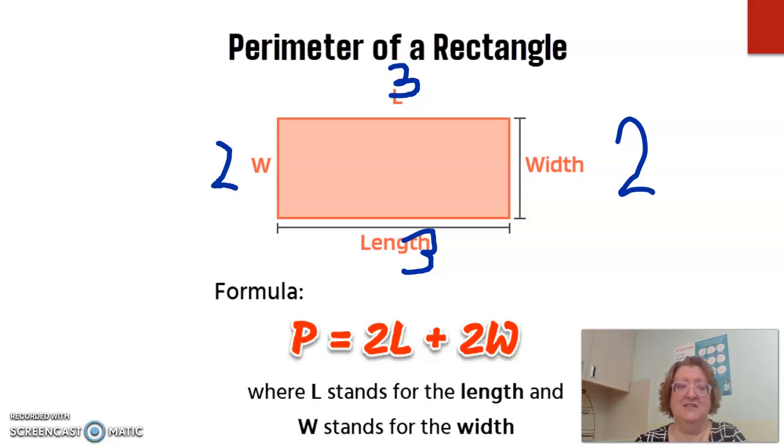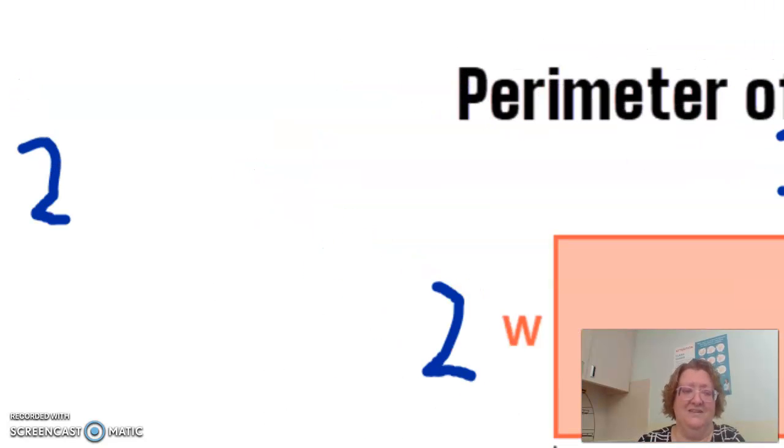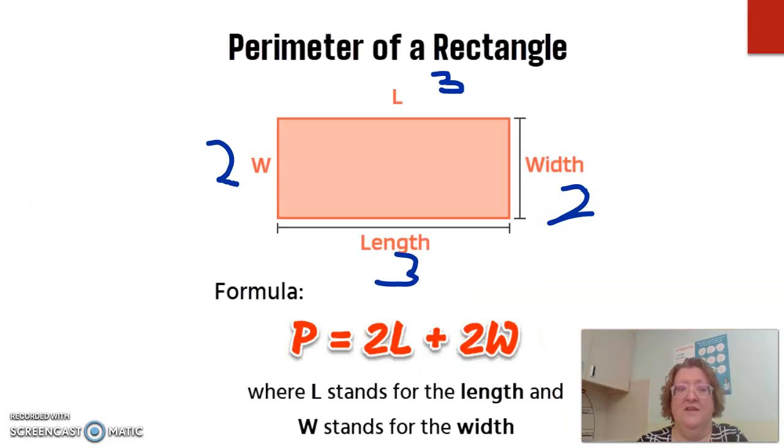To solve this problem, when a number and a letter are next to each other, it means that we're going to multiply. So we don't need to put in the multiplication symbol, but as we're writing this out for the first few days, we do. So we're going to do length first. Length would be 2 times 3 because the number and letter are next to each other.